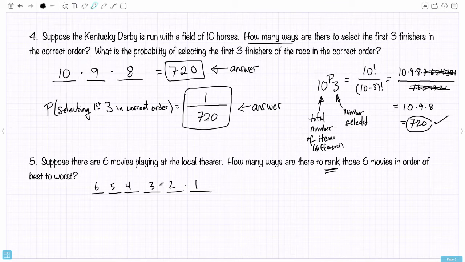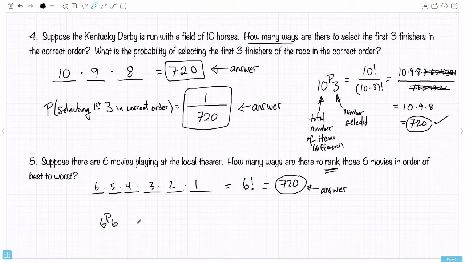When you multiply all that together, that's such a common situation to have to calculate that we have a special symbol for that. That's what we call the 6 factorial. And 6 factorial turned out to be 720 also by just pure coincidence. So that's the answer for that one. Note that if you wanted to use the permutation formula, you could, and it would give you the same answer.